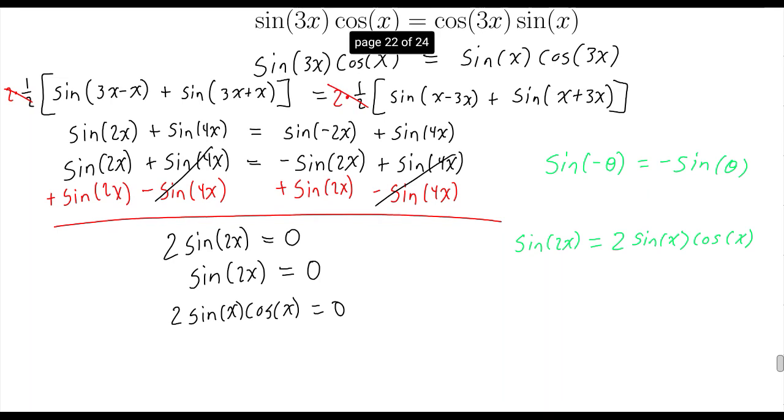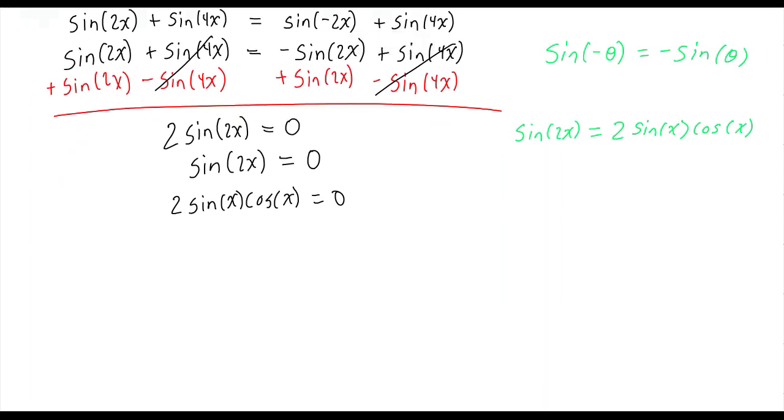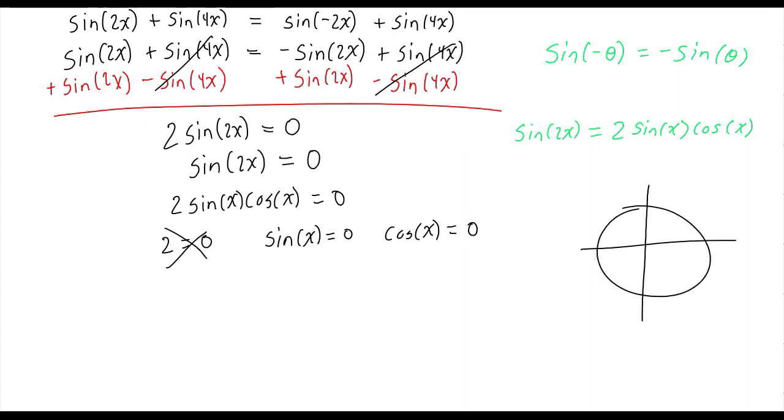Zero product principle. I can take each individual component here and set them equal to 0. 2 equals 0 doesn't make any sense, so I'll leave that alone. Sine of x equals 0, and cosine of x equals 0. Now where on my unit circle will I find sine equal to 0? Well, that'll be at 0 and at pi. And where will I find cosine equal to 0? That's at pi over 2 and at 3 pi over 2.